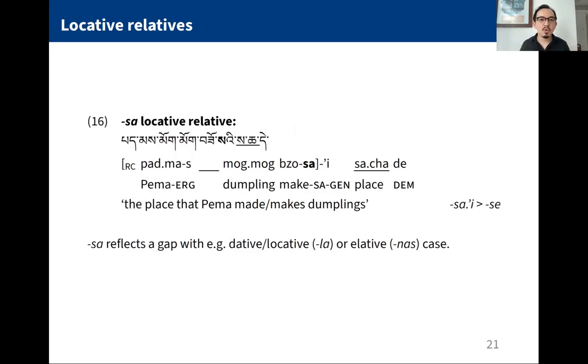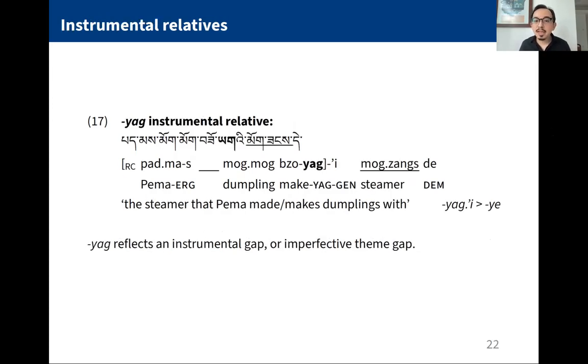Just to give you some more examples, here's an example of a locative relative, pime momo sosa sose sachate: the place that Pima made or makes dumplings. Pime momo soye mokzangte: the steamer that Pima made or makes dumplings with.